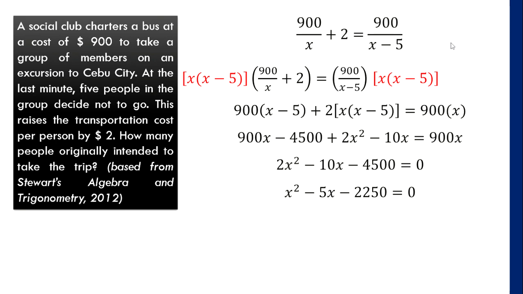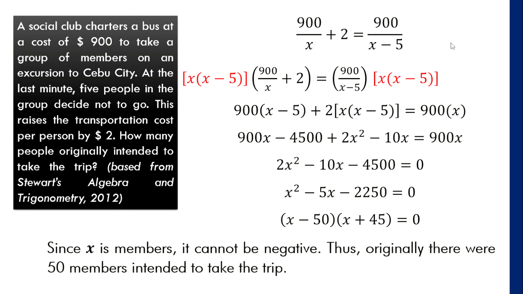Then after that, let's factor. Let's find the values of x here. We'll have x minus 50 and x plus 45 as our factors, which means the values of x here are 50 and negative 45. As we recall, x is the number of members in the original group. So therefore, the value of x cannot be negative, because it is a quantity, the number of members. So we'll take the positive value of x, which is 50. In this case, the original number of members is 50 for their excursion. So x is equal to 50.